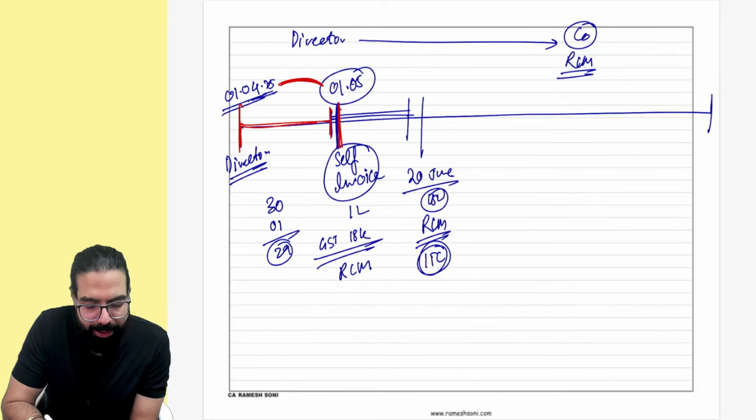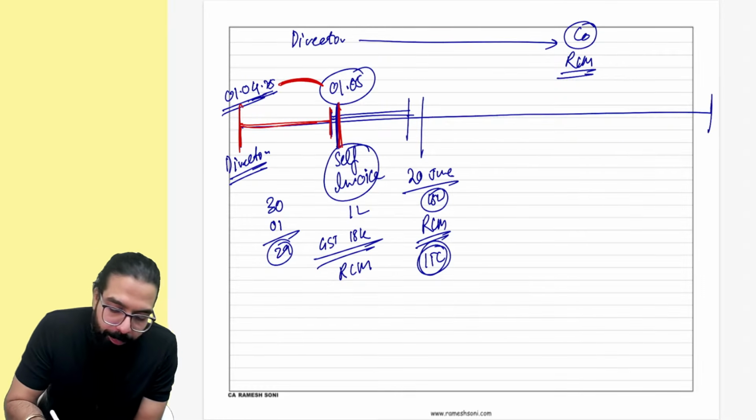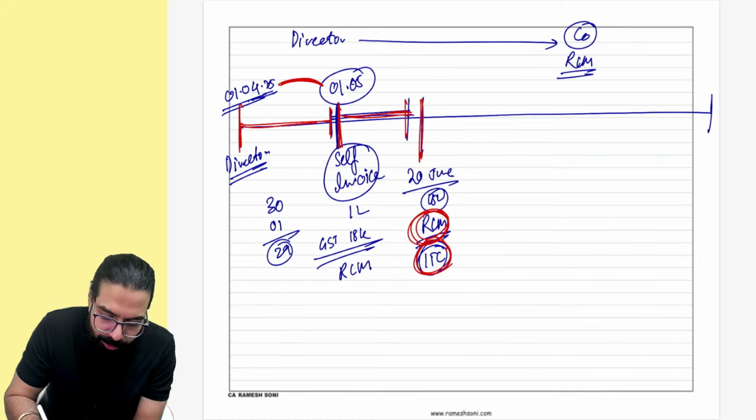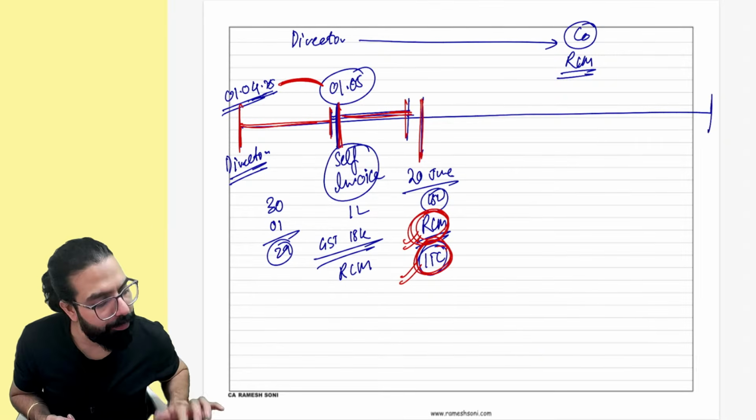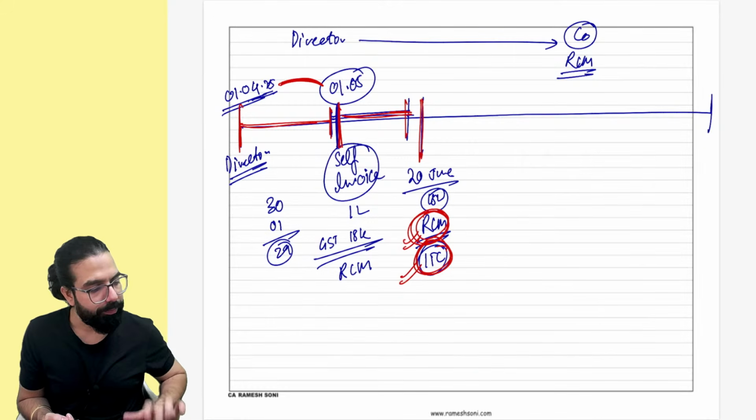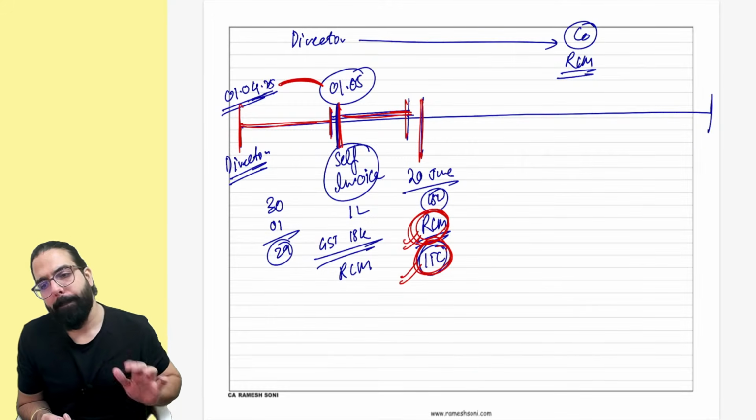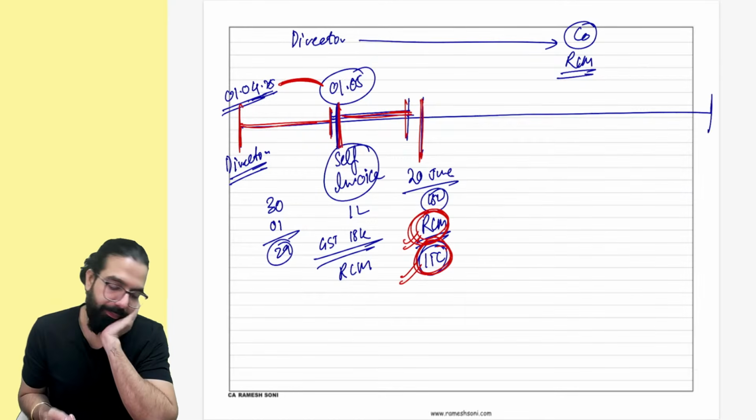For example, I made the self invoice on 1st of May. The May month return I should file on 20th June. On 20th June, under reverse charge I should pay the tax and I should take the credit. First pay the tax and then I can take the credit also. Is this point clear to all of you? Yes, sir. This point is clear. Okay.